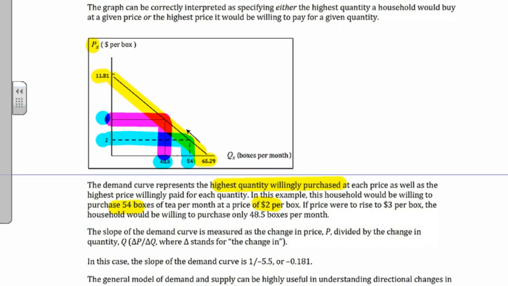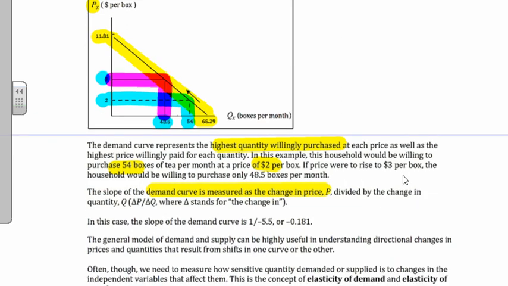As promised, of course, guys, you're going to have lots of equations over here, lots of graphs. The slope of the demand curve is measured as the change in price over the change in quantity. So there's my demand curve, its slope. If I just say, hold on a second, what is my slope for this particular demand curve? There's the 1 over minus 5.5.